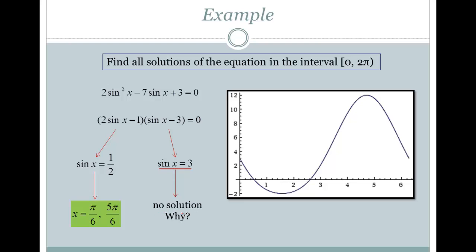Why is there no solution? You guys should all know that. Because the range of the sine function is negative 1 to 1. There's no x value I can plug into sine to get 3 to make this term equal to 0. Understand that. So there's no solution to this part because sine can never equal 3.